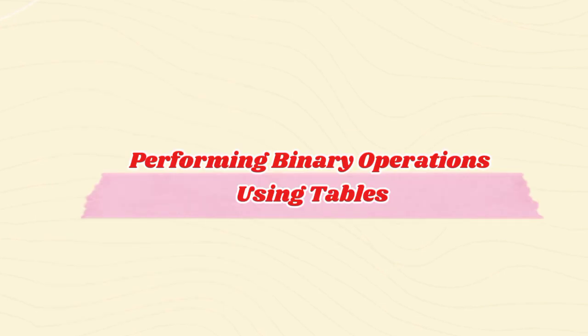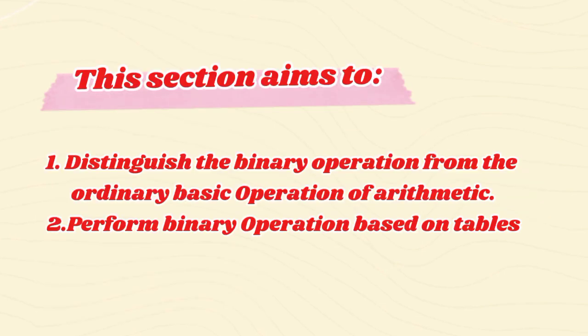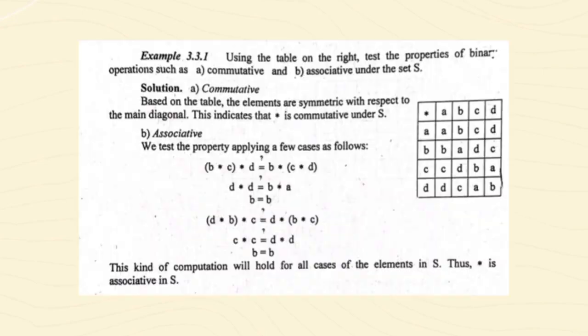Performing binary operation using table. This section aims first to distinguish the binary operation from the ordinary basic operations of arithmetic, and second to perform binary operations based on tables. We continue performing binary operation using values from a table. Example: using the table, test the properties of binary operation such as A.